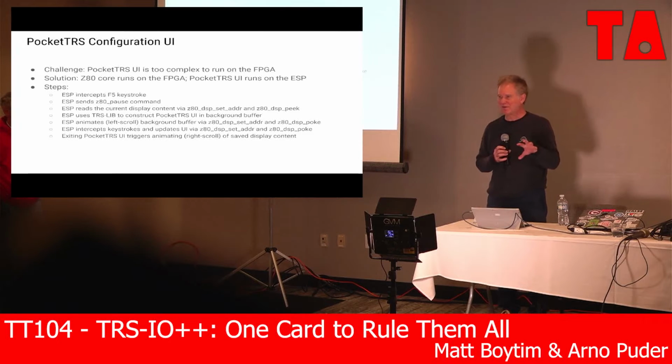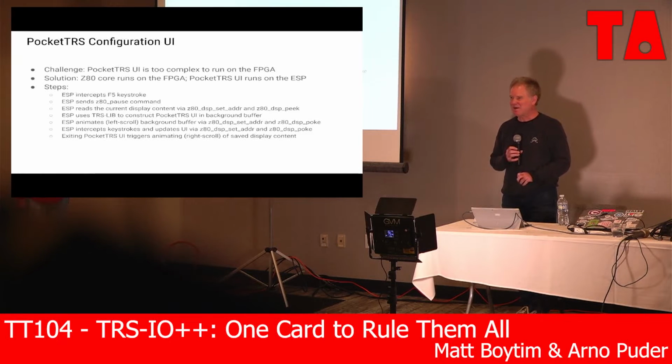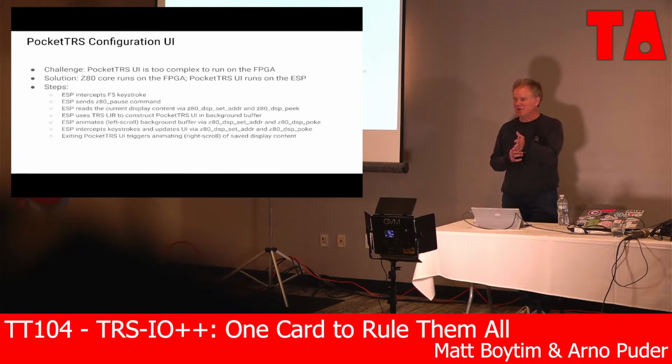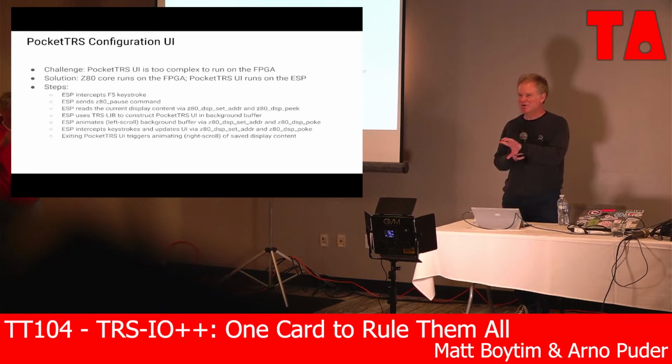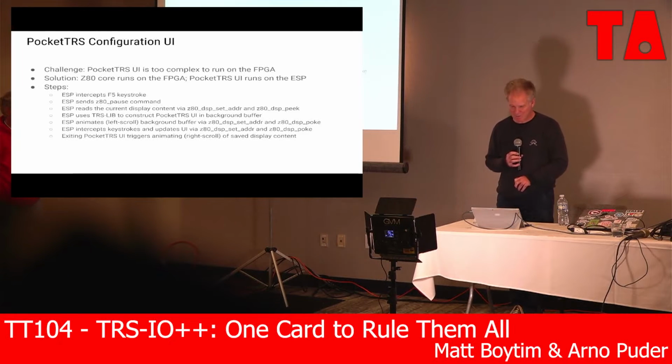Now, on Pocketress, everything is in software, and everything runs on the ESP. So intercepting F5 and then stopping the Z80 emulation and then scrolling in that screen, that was all pretty easy to do. Now on TRS-IO++, because the actual emulation of the Z80 core is running on the FPGA, there is now a split. So you have the FPGA that is running the Z80 core, and the Pocketress user interface, the configuration interface, still runs on the ESP. So I just wanted to show how this ping pong game works then in TRS-IO++.